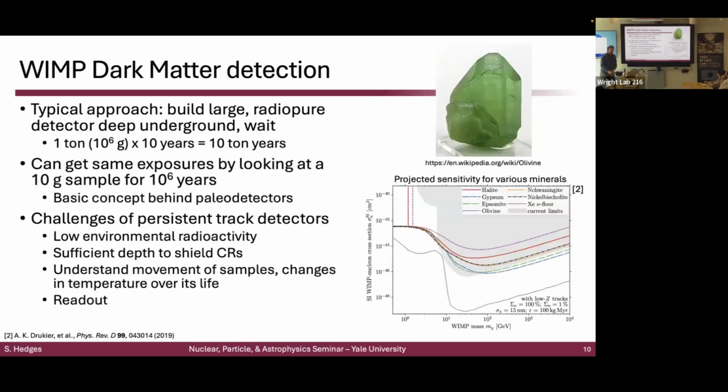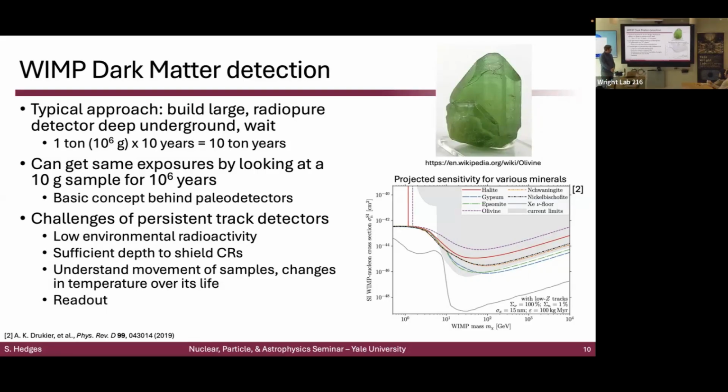You can actually get a very similar exposure if you take 10 grams of material and you wait 1,000,000 years. And this is the basic concept behind paleodetectors: there are minerals and rocks that have been underground, well shielded for millions, if not billions of years. And in that time, they've potentially integrated a lot of really rare events that could have occurred in them.